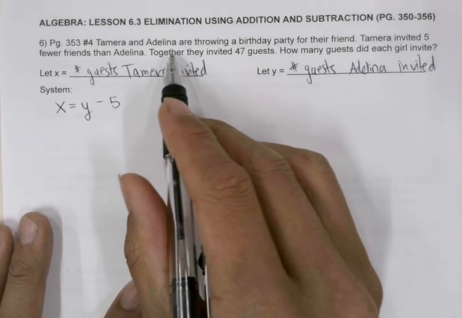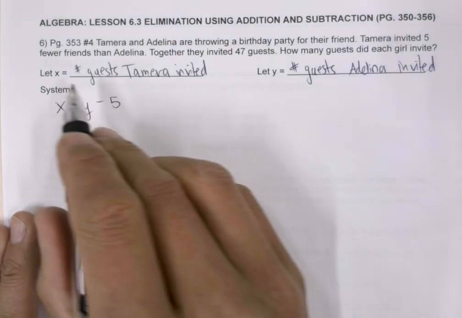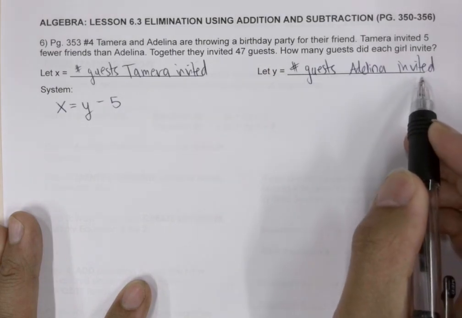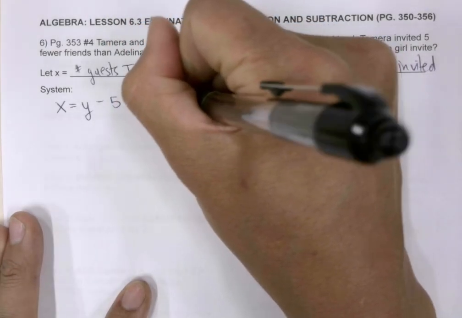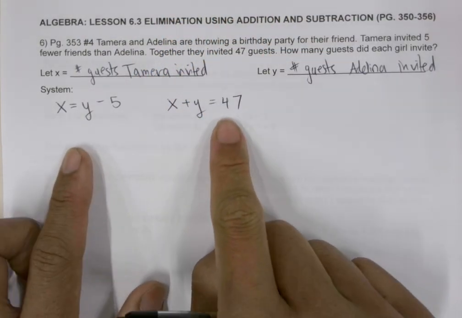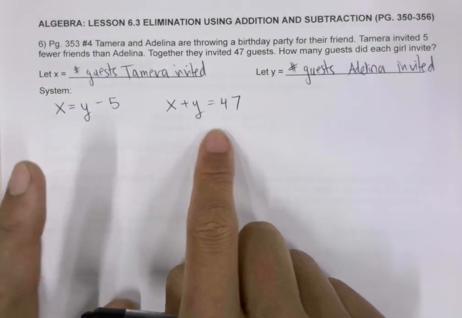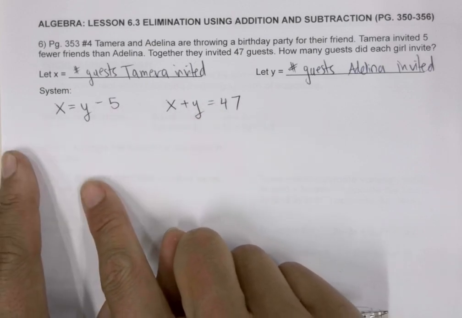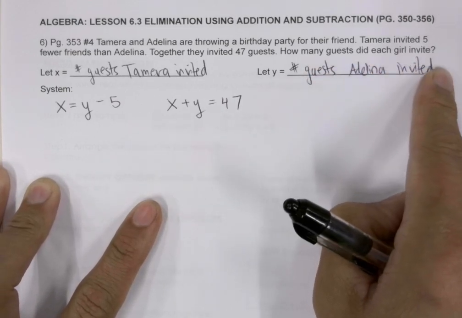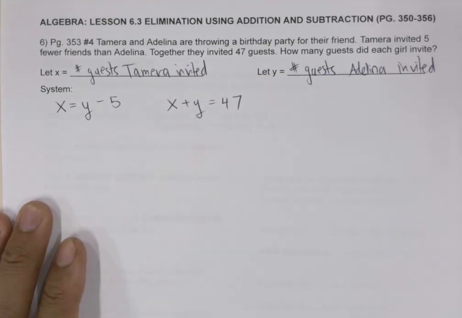Let's look at the second sentence. Together, they invited 47 guests. So, the number of guests Tamara invited plus the number of guests Adelina invited is equal to 47. So, x plus y is equal to 47. So, we have our system of equations. And now we can use elimination to find what x is equal to, find out what y is equal to, and that's how many guests each girl invited. The x is going to be the number of guests Tamara invited, and y is going to be the guests that Adelina invited.